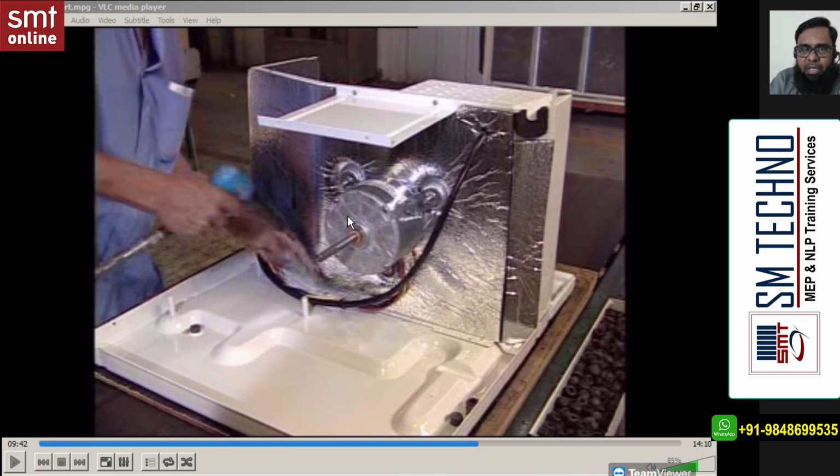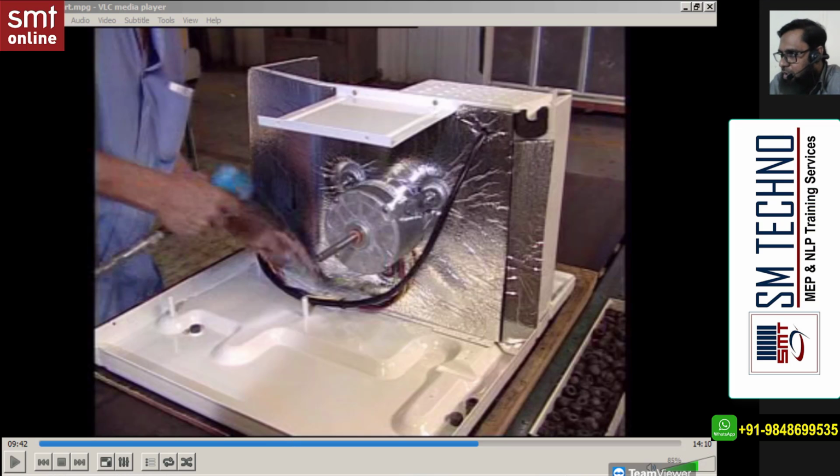The process. Here you see a fan motor. One shaft is connected to the blower, which is used to circulate the room air, and the other shaft will connect to an axial fan, which is used to suck the air from outside and throw it on the condenser to cool the condenser. And you know, the vapor compression cycle, we are learning the same.